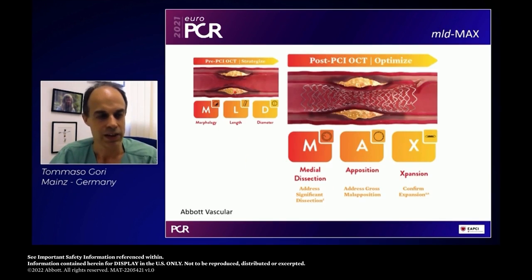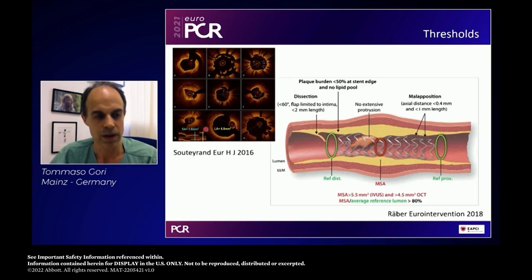So what about OCT? There is an algorithm that you are, of course, aware of, the MLD MAX. This part has to do with the preparation to the PCI. This is what happens after the PCI. Medial dissection, apposition, and expansion are the things that you have to take care about. Just remember that in the PESTO registry, 97% of the lesions that caused stent thrombosis could be detected at OCT. And these are the thresholds that you have to be aware of. If you have a dissection, this has to be smaller than 60 degrees.